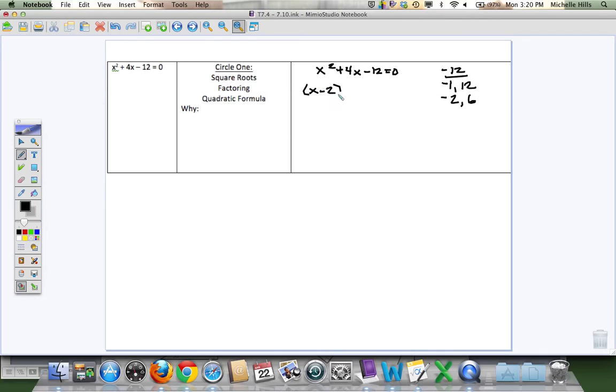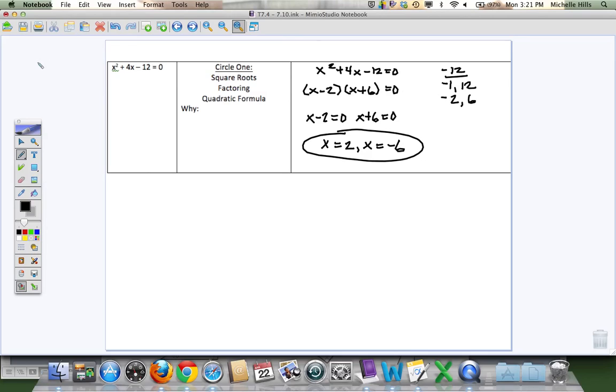So x minus 2 times x plus 6 equals 0. That gives me negative 12 when I multiply the constants. Again, the inside would be a minus 2x, the outside a plus 6x, that's where that plus 4x would come from. So x minus 2 could equal 0. Adding 2 to both sides would get x equals positive 2. Or x plus 6 could equal 0. Subtracting 6 from both sides would give x equals negative 6. Make sure you not only factor these, but you solve after you factor.